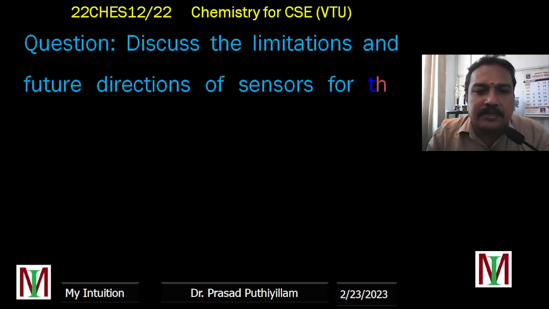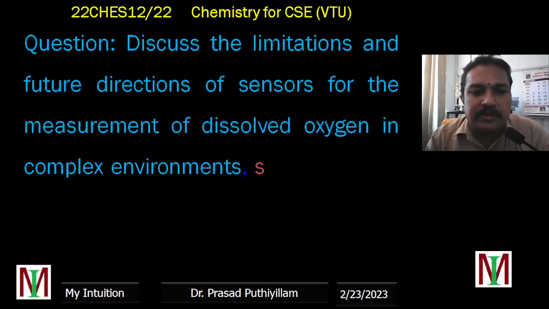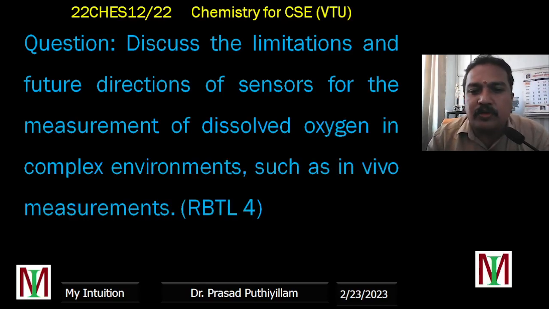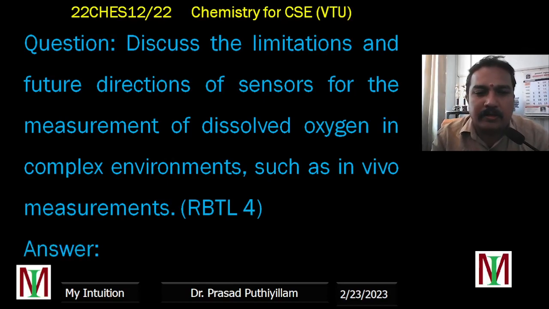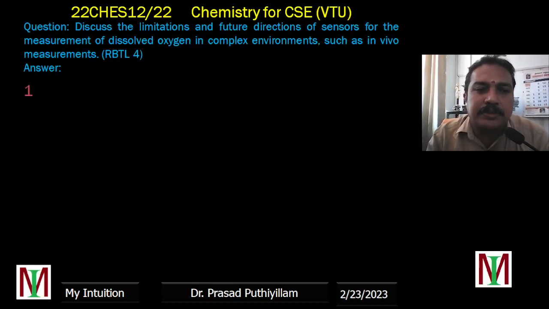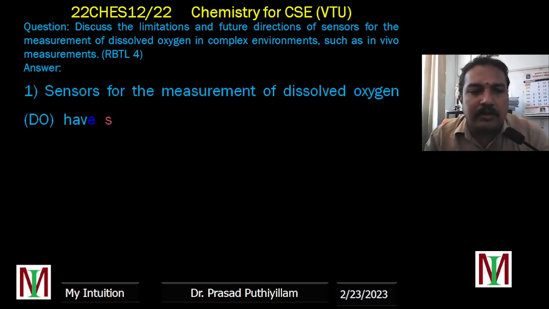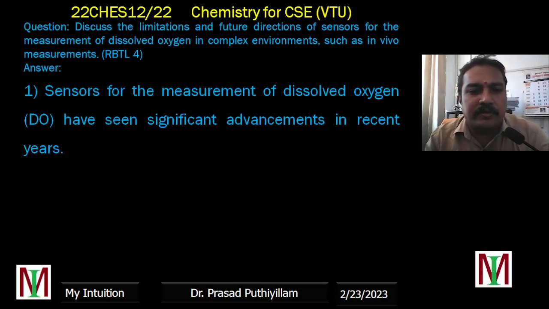Discuss the limitations and future directions of sensors for the measurement of dissolved oxygen in complex environments, such as in vivo measurements. In vivo measurements means measurements related to human beings, live measurements. Level 4 question, a little bit tricky question. Answer is given.